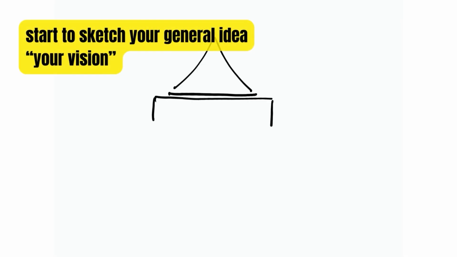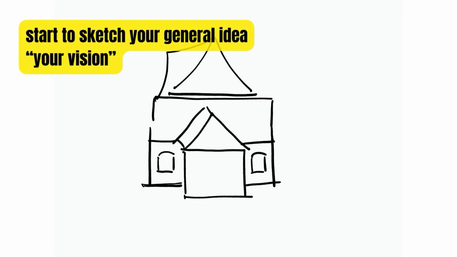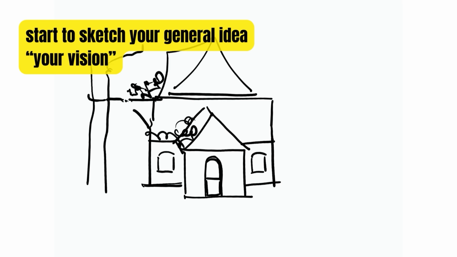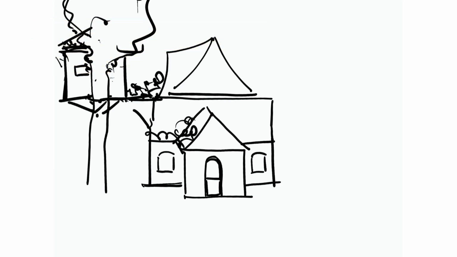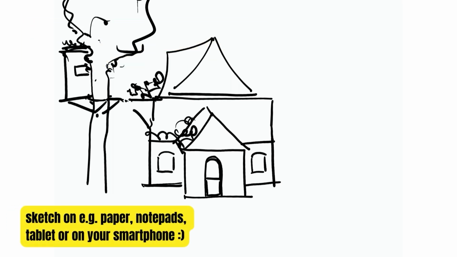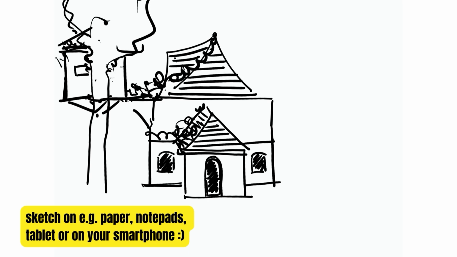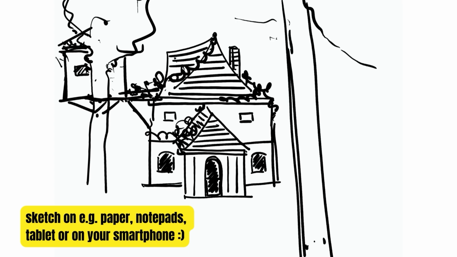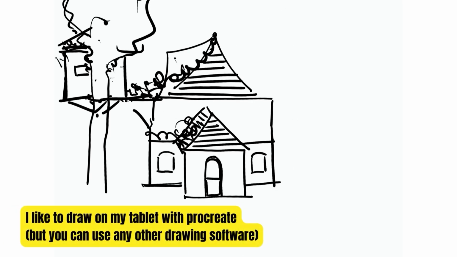Okay, so in the first step, I usually think about an idea, some vision I want my final scene to look like. I usually start making sketches and try to get my idea down on paper. So just take some paper and start drawing.